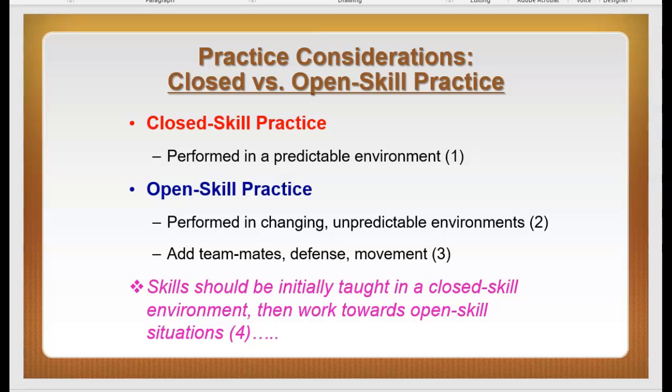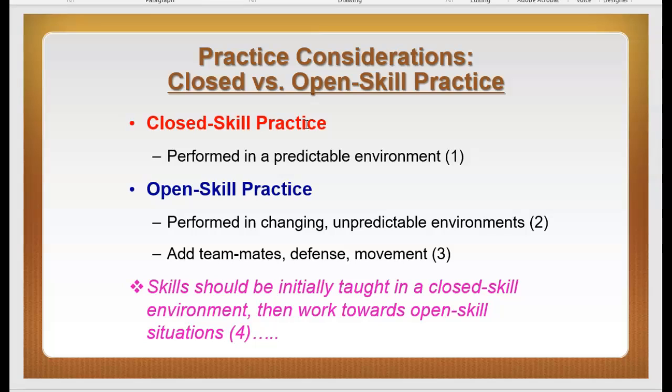All right, let's talk about our practice consideration. What is closed versus open skill practice? Closed skill practice is when you first start learning a skill. You've just demonstrated it and explained it. This is where skills are performed in a predictable environment. There's very few variables. This could be shooting a free throw. All right. In open skill practice, there's more variables. It could be shooting a jump shot or shooting a shot with defense. All right. So in closed skill practice, there's limited or no variables.